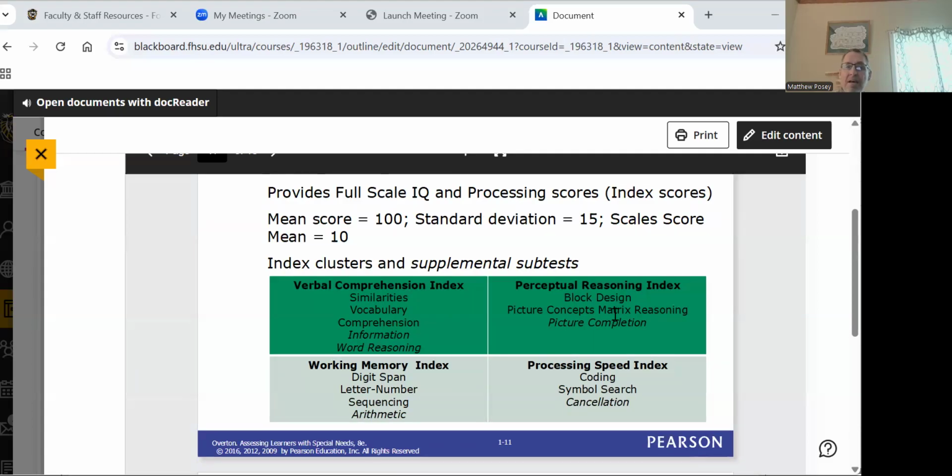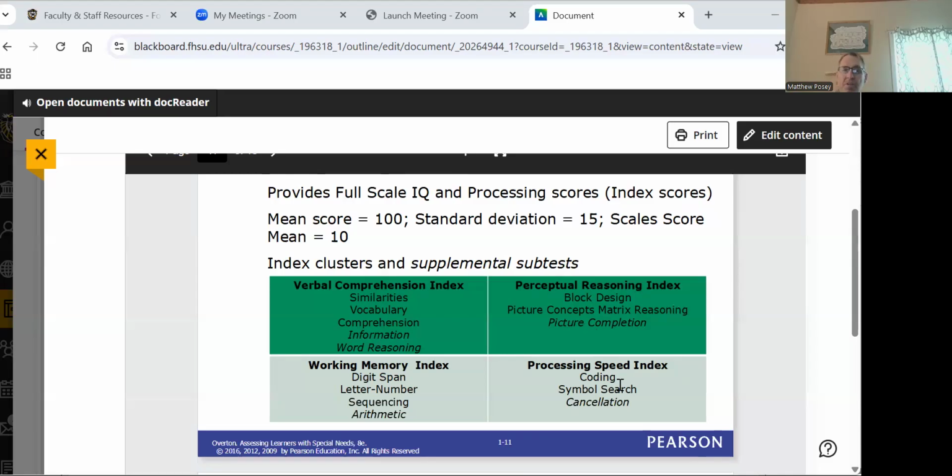Then we have another area to focus on, perceptual reasoning. So we have block design. I literally have blocks with color schemes and different designs, and they have to take those blocks and manipulate them to match the pictures on the easel that I'm showing them. Then we have picture concepts, matrix reasoning, and picture completion.